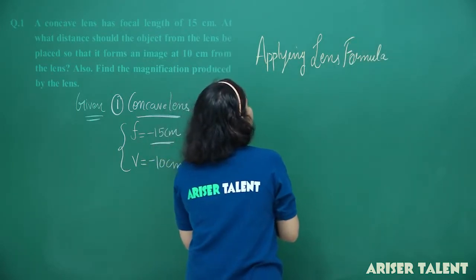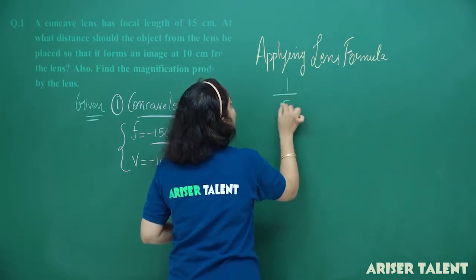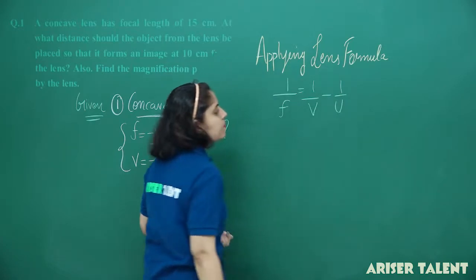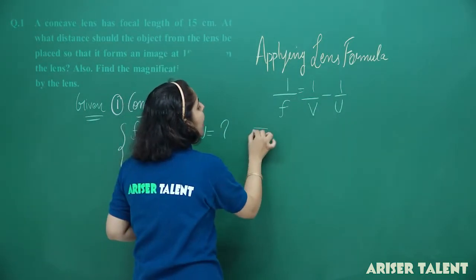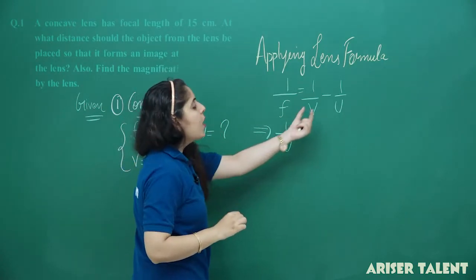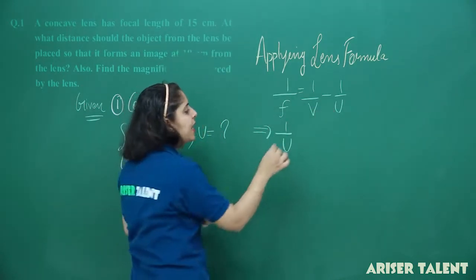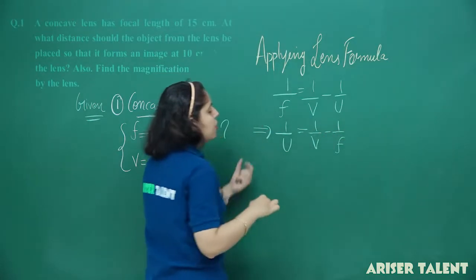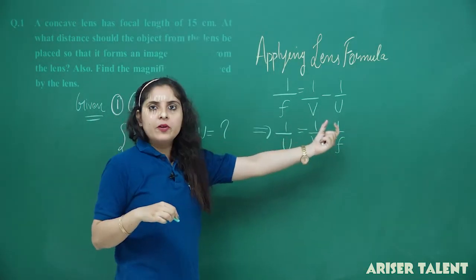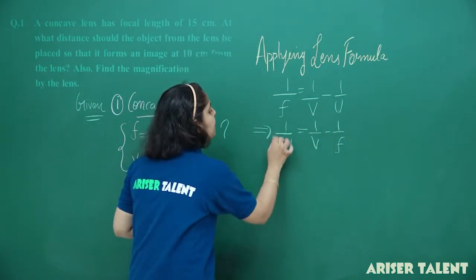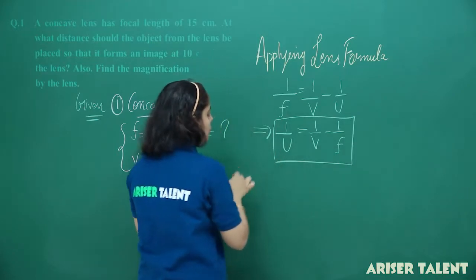Now, what is the lens formula? Lens formula is 1 upon f equal to 1 upon v minus 1 upon u. Now, what do I have to determine? I have to determine the value of u. So, I am taking u on the left hand side, and I am just replacing f here. So, 1 upon f will be shifted here with a negative sign and 1 upon u will be shifted to the left side, and this will be our formula now.